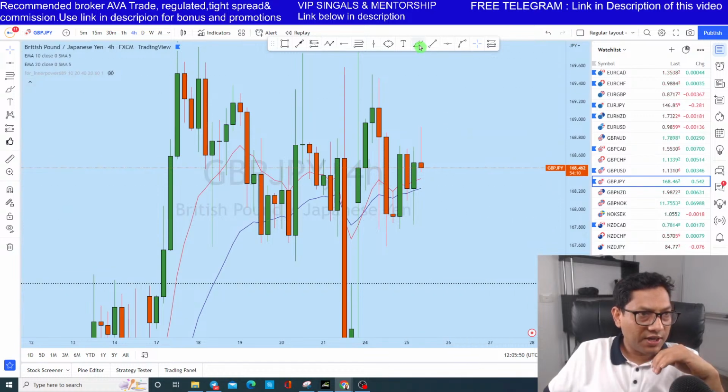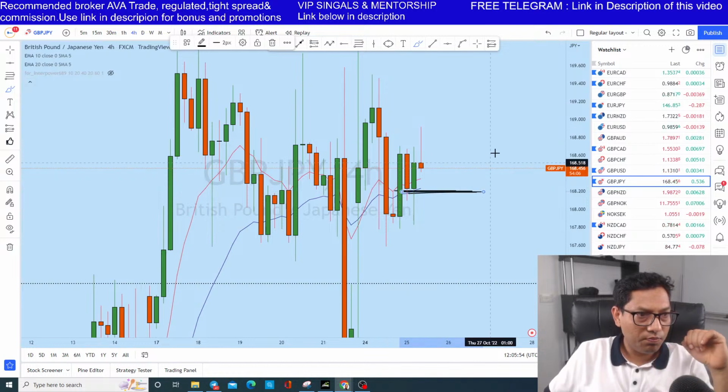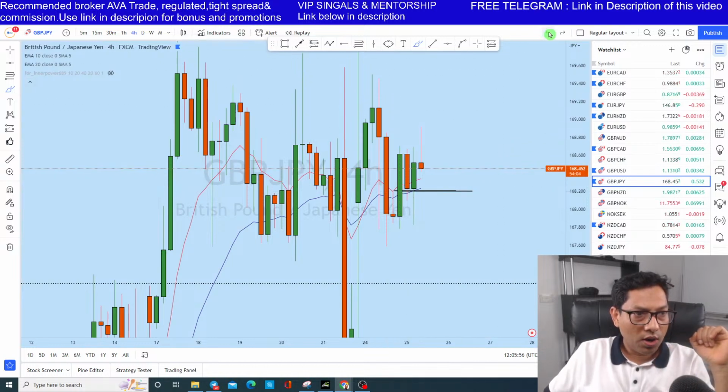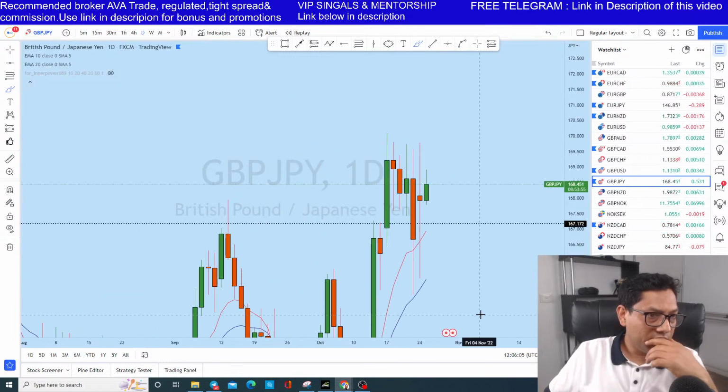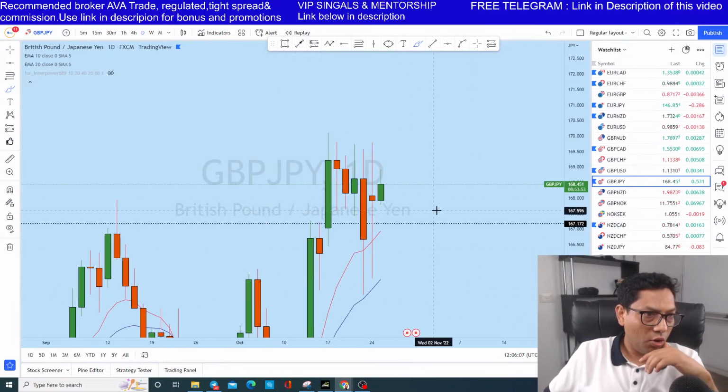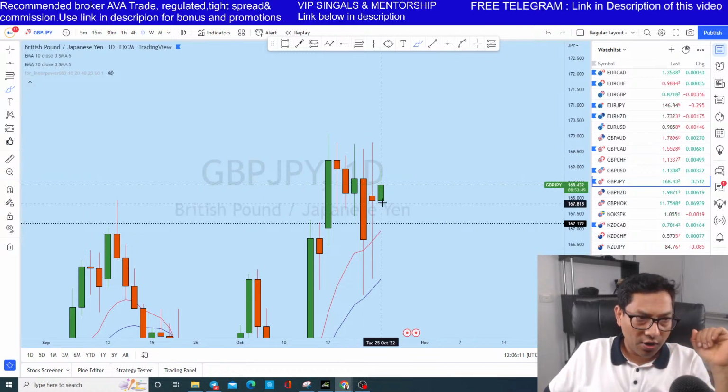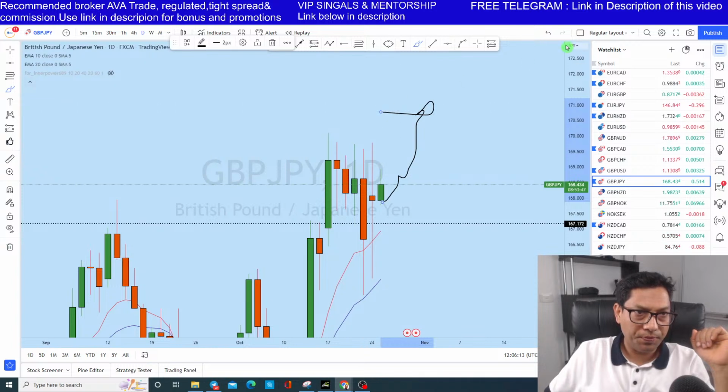I think that after testing some zone, probably to this level of support or this 20 period moving average, GBPUSD might start to push up again, because if you look at the daily, we see that there is a doji that has been formed on GBPUSD. So after this kind of bullish engulfer followed by a doji, it's in fact a bullish pattern.